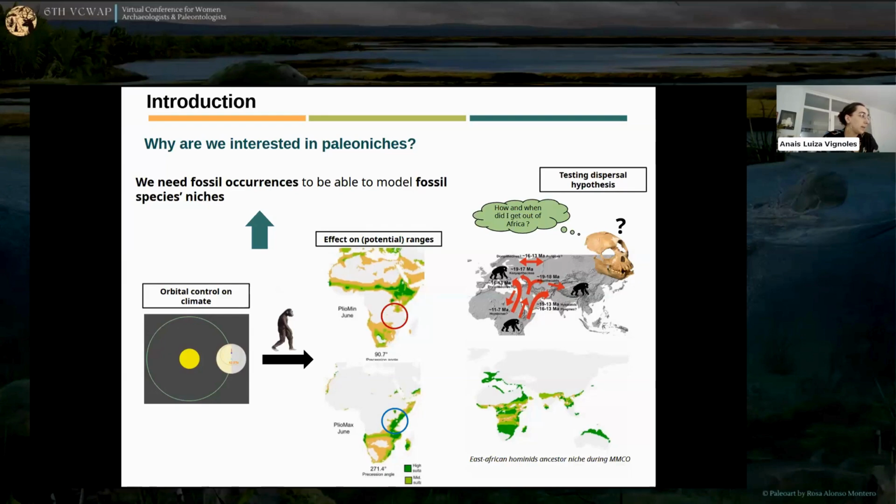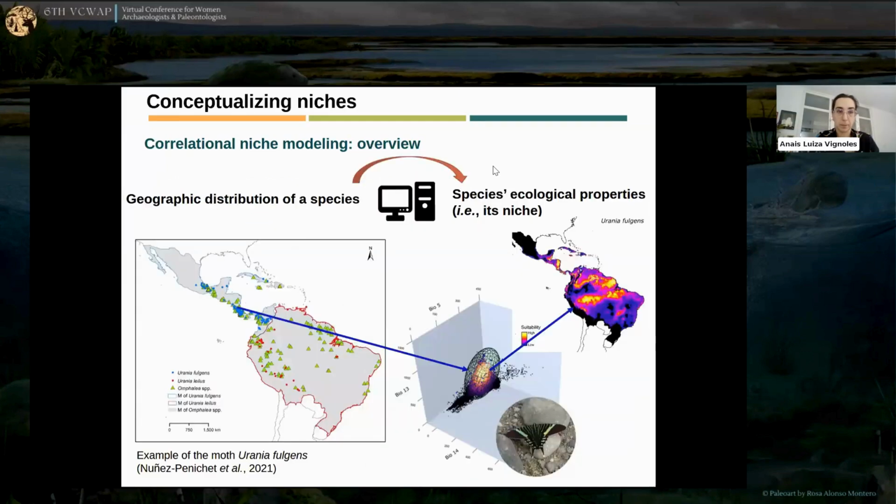Why? Well, because niches are changing at the million to tens of millions of years scales, and many fossil species have no modern equivalents. So that's why using fossil occurrences may inform us on past fossil niches better than actually projecting modern niches back onto the past. It can allow us to think about effects of orbital control and climate on potential ranges. We can also test some dispersal hypotheses, etc.